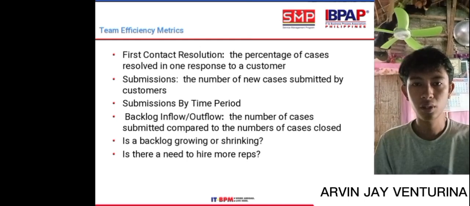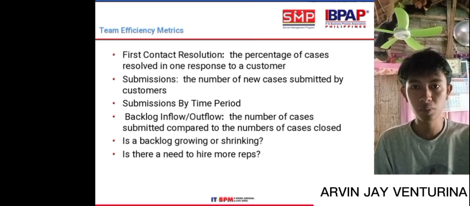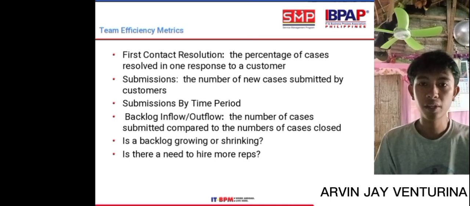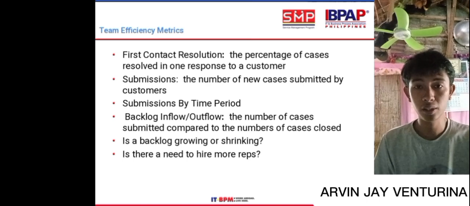First contact resolution. This is the percentage of cases the team solves on the very first interaction with the customers. A high percentage means the team is efficiently and quickly understanding and fixing problems. Submission. This simply counts the number of new cases submitted by the customers. It shows the volume of incoming work for the team.